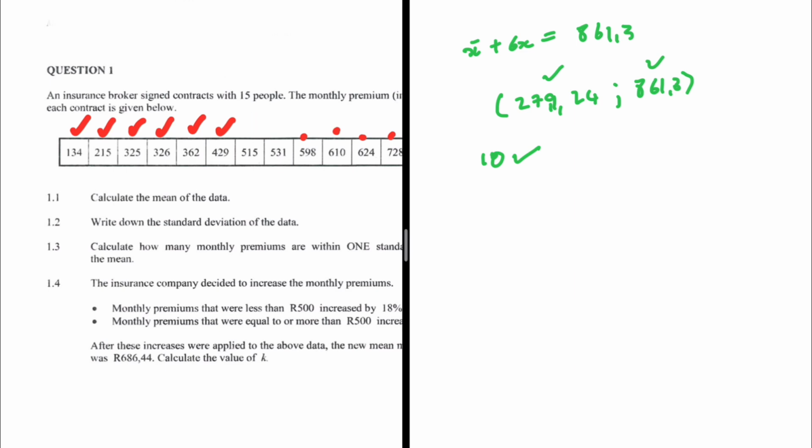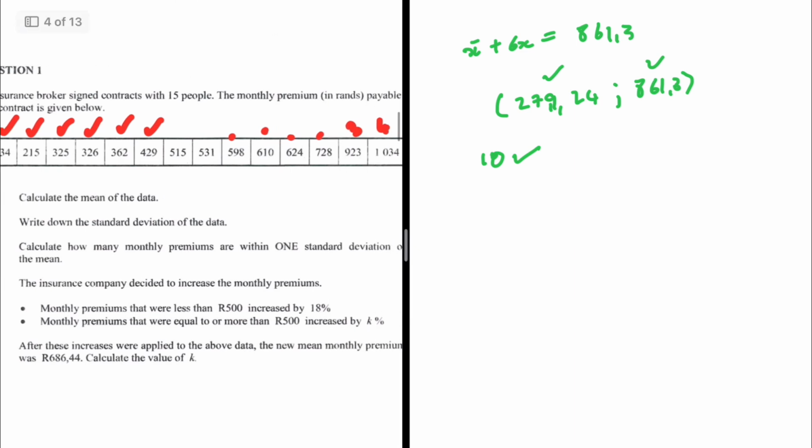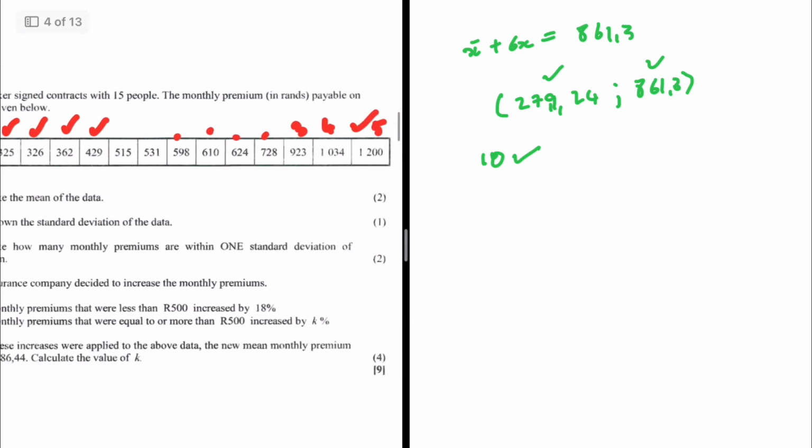Oh, 6. No, we don't have to go to 7. So 1, 2, 3, 4, 5, 6 increased by 18%, and then everything else increased by K%. So we're supposed to calculate the value of K.